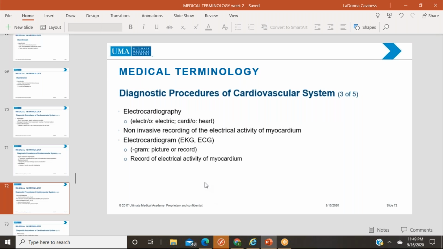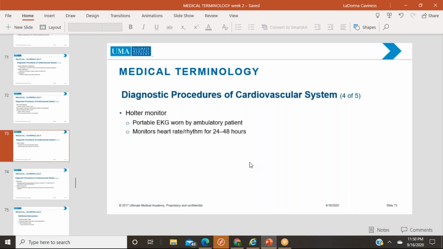Electrocardiography. Electro refers to electric, and cardio refers to the heart. Non-invasive recording of the electrical activity of the myocardium. Electrocardiogram, EKG or ECG. And gram means picture or record. Record of electrical activity of the myocardium.